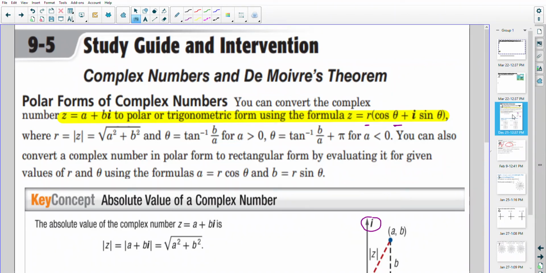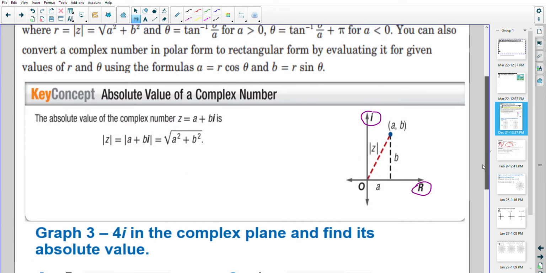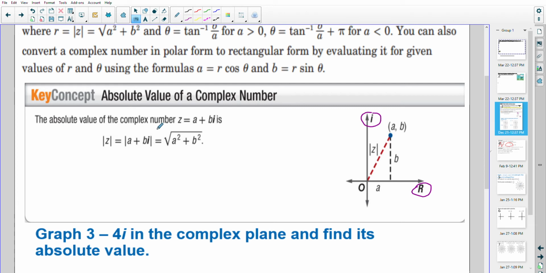Working with complex numbers and putting them in polar form can be somewhat abstract. You have to know a couple background pieces. First of all, a reminder that the absolute value of a complex number is equal to the length of z. And notice on a complex number, the real number is graphed on the x-axis and the imaginary part is on the y-axis. You can use the Pythagorean theorem to get your z when relating your a and your b.